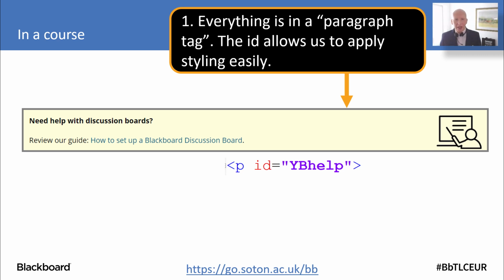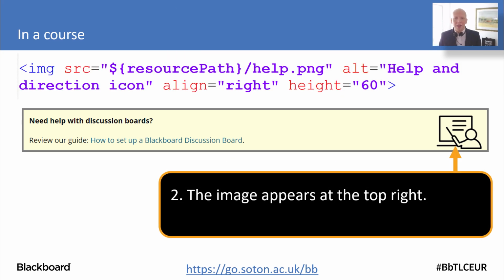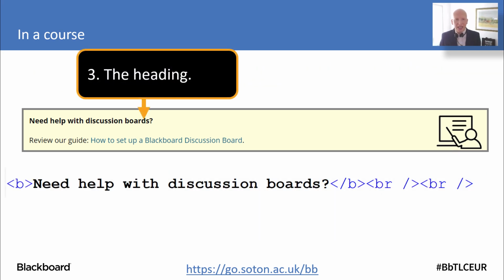So as a reminder, everything is in the paragraph tag. So the whole box is within effectively that P tag. And the ID, YB help, that allows us to apply the styling easily. More about which soon. The image appears at the top right because I've got that align right. In terms of the sizing, I'm just restricting it to 60 pixels high. Just because when I fiddled around, that's how it kind of worked out. I don't have a width, because if I just have the height, it will sort out the width itself automatically, which is pretty cool. Then we've got the heading. So that was that need help with discussion boards in bold, and then 2 line breaks or carriage returns after that. So 1 to make the next line, 1 to go 1 further line down.